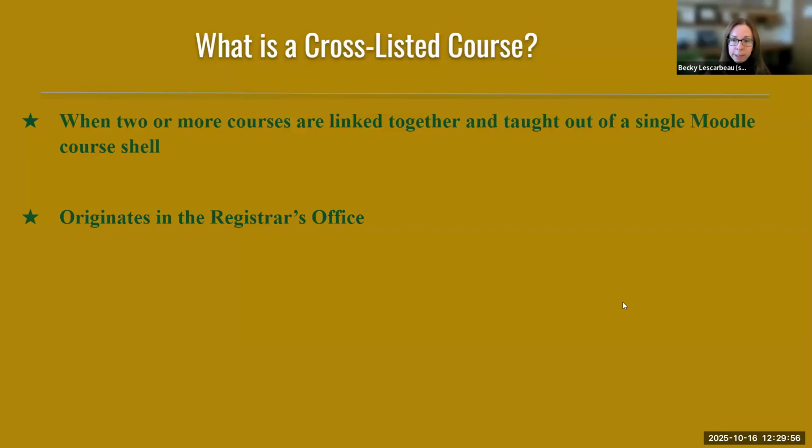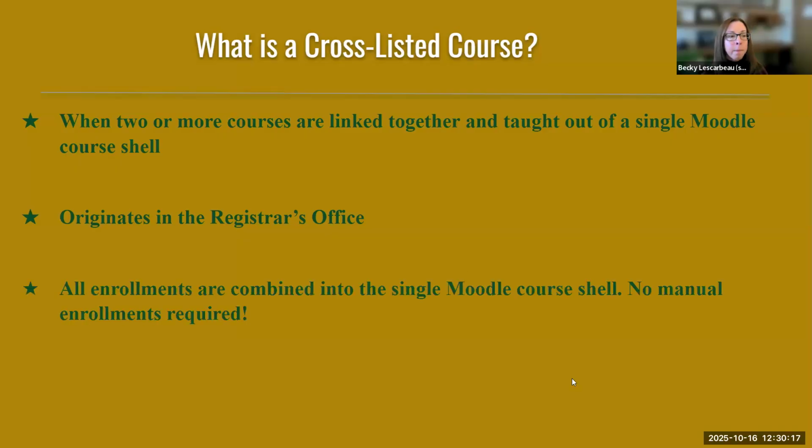Cross-listing always originates in the registrar's office. So I do not do the cross-listing of courses. The registrar's office will approve it through your department. So please put in a request with them. Once they do the cross-listing process, that cross-listed course will be created within Moodle.